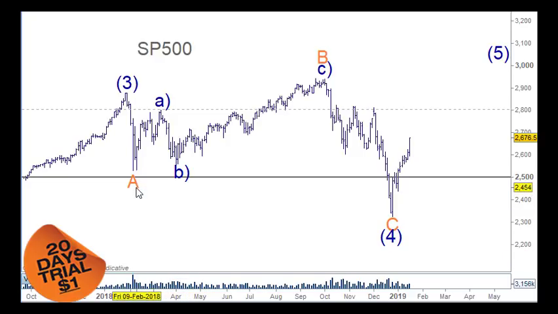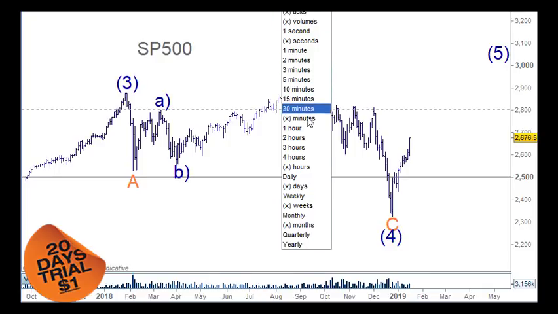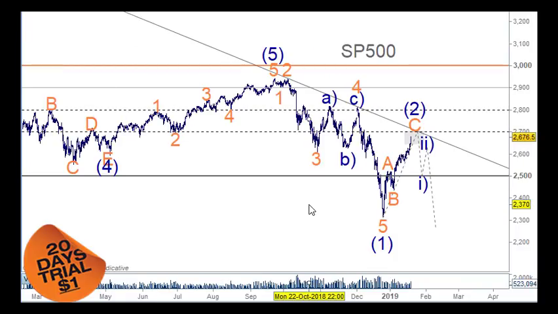This would be an expanded flat correction with wave 3 here, an A wave here, an A and a B and a C wave here for the B wave, and then I can get 5 waves coming down through here. That's the thing. So I've just got to find out where I've done that. Maybe it was on this chart here.